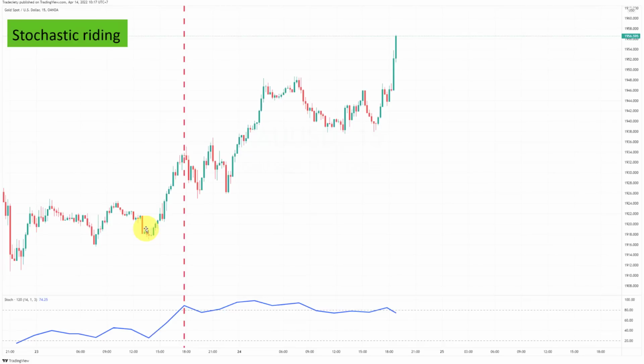I love using indicators in unconventional ways, and here I added the stochastic and deactivated the D line. We're only looking at the K line here, which is the heart of the stochastic. What you can often do is stochastic riding. When the stochastic enters overbought, this is not a bearish signal. A lot of traders believe that when the stochastic goes into the area above 80, which is called overbought, the market will reverse. This is often not the case.